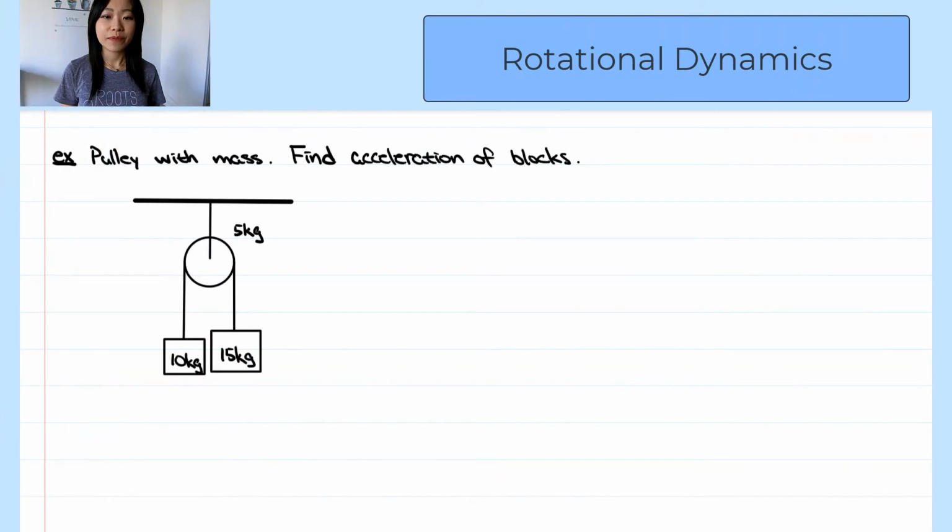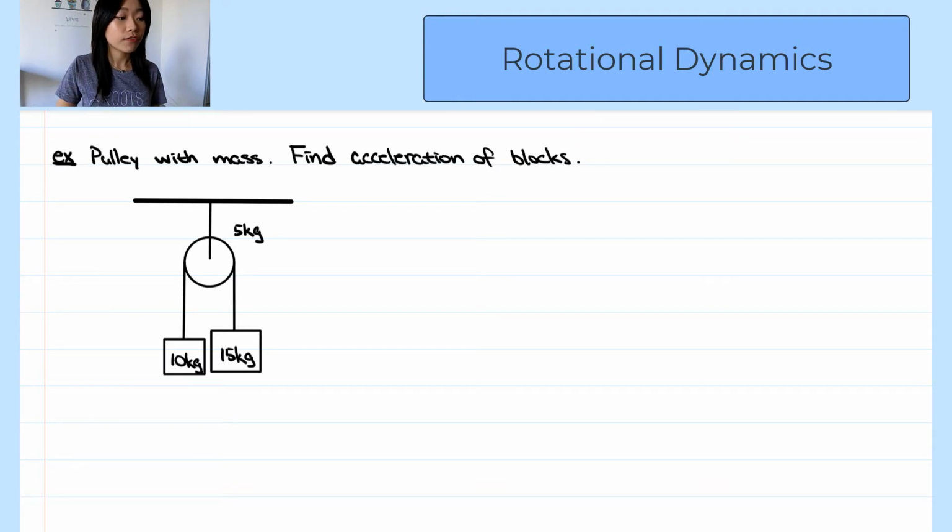Let's look at this Atwood machine. We want to find the acceleration of the blocks. Here the string is attached to two blocks. The one on the left is 10 kilograms, the one on the right is 15 kilograms. The mass of the pulley is 5 kilograms.